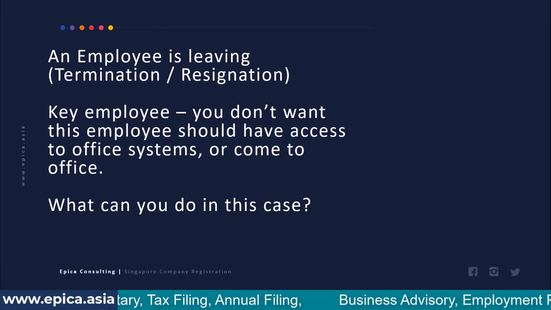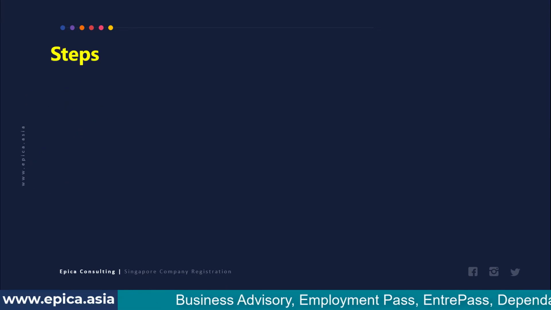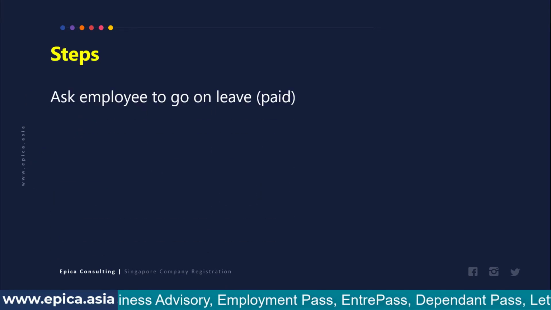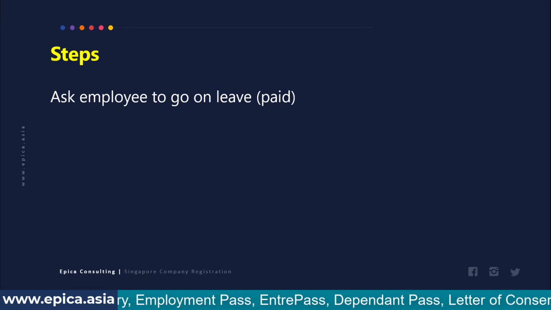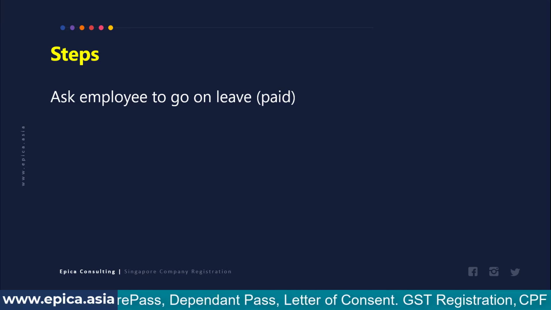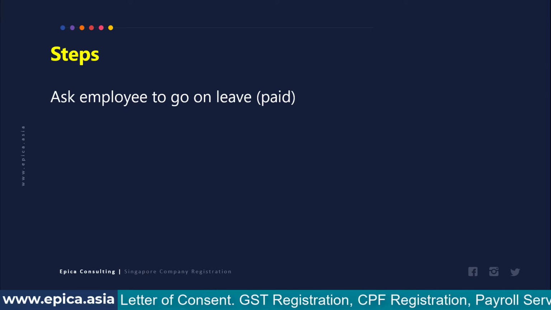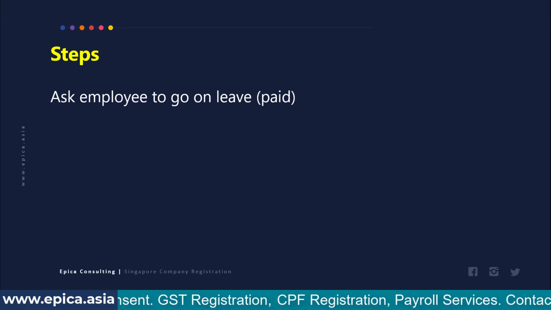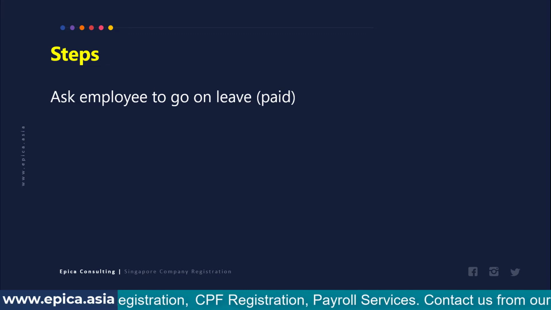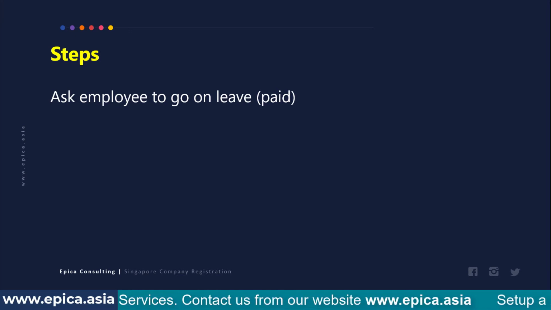And what can you do in this case? So this can usually be achieved very easily. So the steps that you need to take in this case are, once you terminate the employee or once the employee gives the resignation, ask the employee to go on leave, and this leave has to be paid because you are asking the employee to take the leave and it is not employee initiated leave. So if the notice period is of 2 months, you will normally give 2 months of pay to this employee and ask this employee to go on leave and not to have any contact with existing employees.